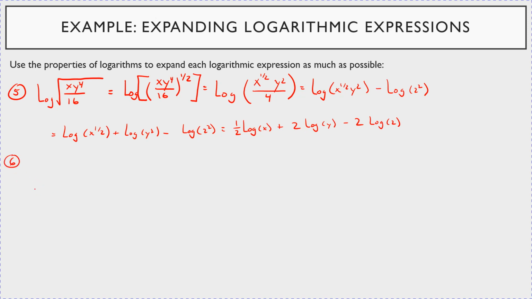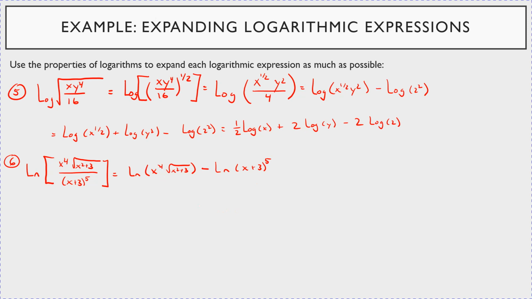Let's try this one. It's a crazy one. Let's look at the natural log of x to the 4th times the square root of x squared plus 3, all divided by x plus 3 to the 5th power. So look, by now hopefully you're starting to see the pattern. Break it up first using the quotient rule. So this is the natural log of x to the 4th times the square root of x squared plus 3 minus the natural log of x plus 3 to the 5th power.